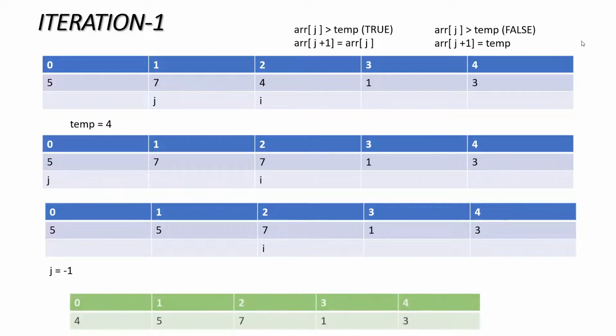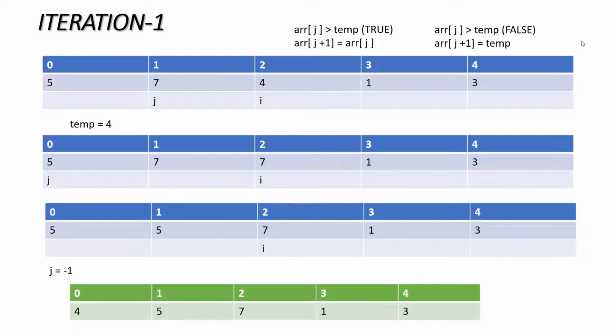After inserting, here it looks like this. In 0 index the element is 4 and in first index the element is 5. As we know that j is minus 1 and j plus 1 is 0, that's why I inserted the temp in 0 index. Now these elements are going to be taken for the next iteration.